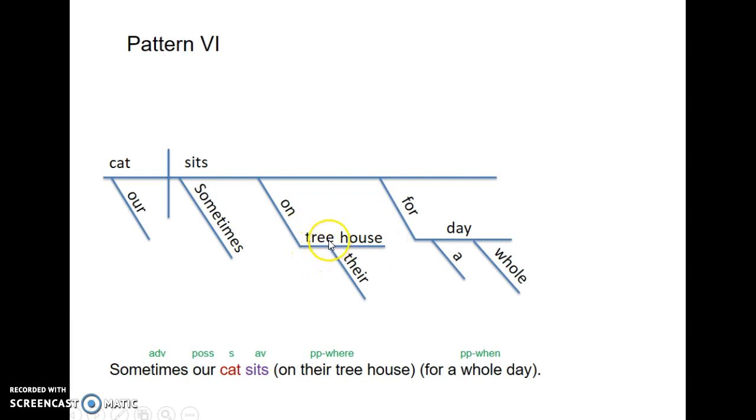Some of you might be tempted, and this wouldn't necessarily be wrong, to put tree as a modifier under house as an adjective. But usually when we say it, we say treehouse. It even sounds like one word, so we treat it as one unit. So that's the noun. And then the possessive goes below treehouse there. And then for a whole day is answering, again, a time question. It's when. And so that goes below the verb as well. Preposition on the slant, noun on the horizontal, and the 2 modifiers below.